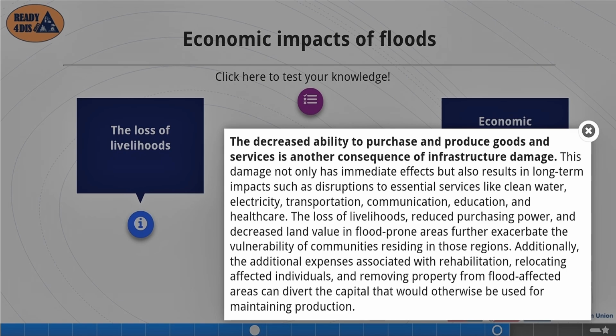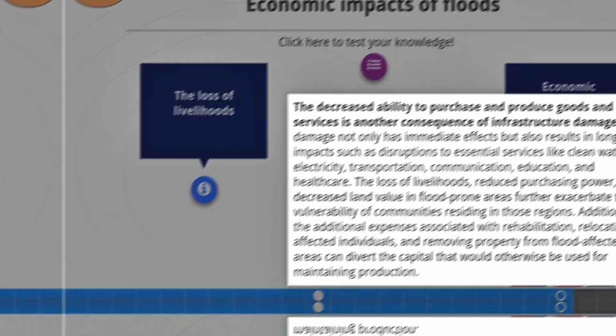The decreased ability to purchase and produce goods and services. Floods can interrupt access to essential services such as clean water, electricity, education, and healthcare. The resulting decline in purchasing power and land value increases vulnerability and reduces production.